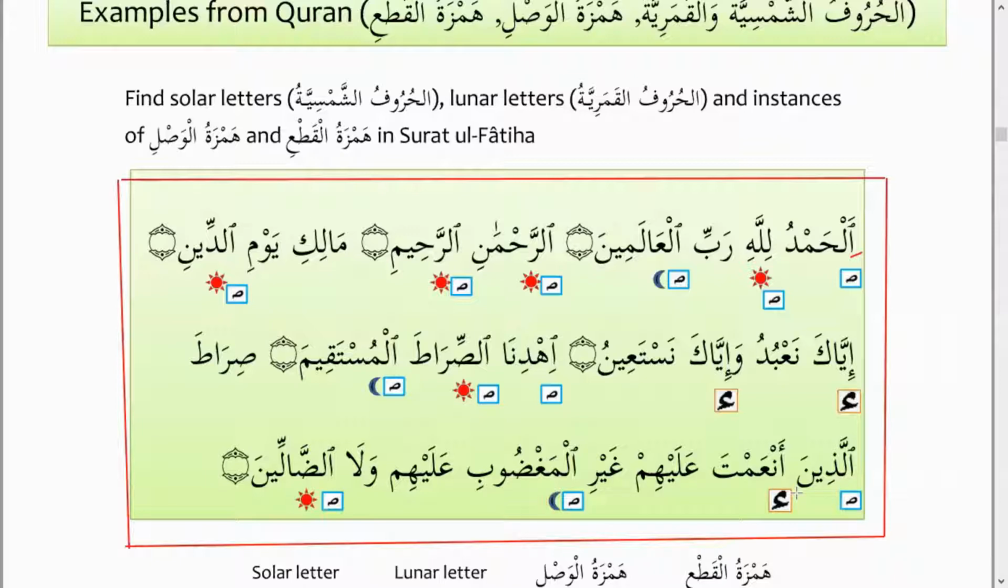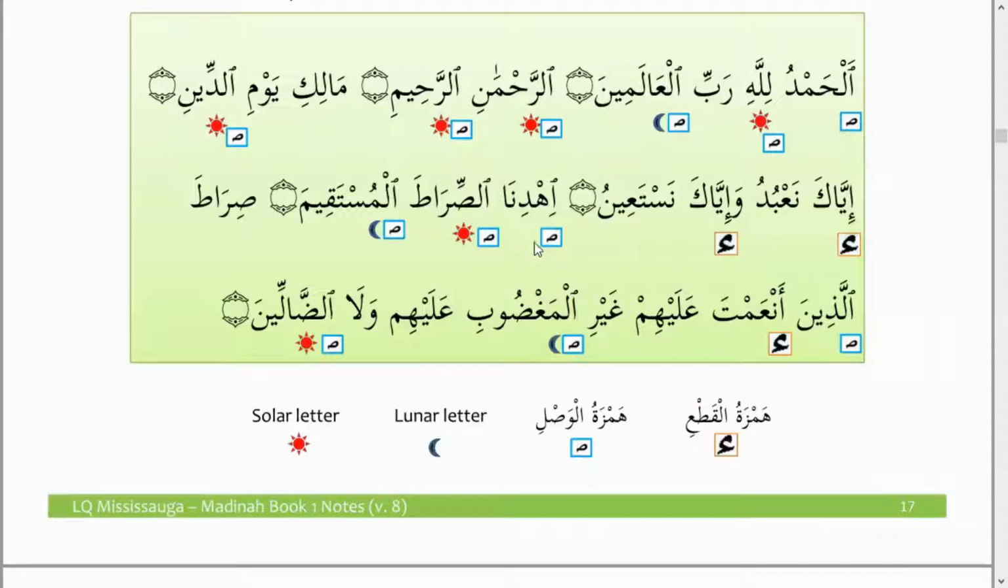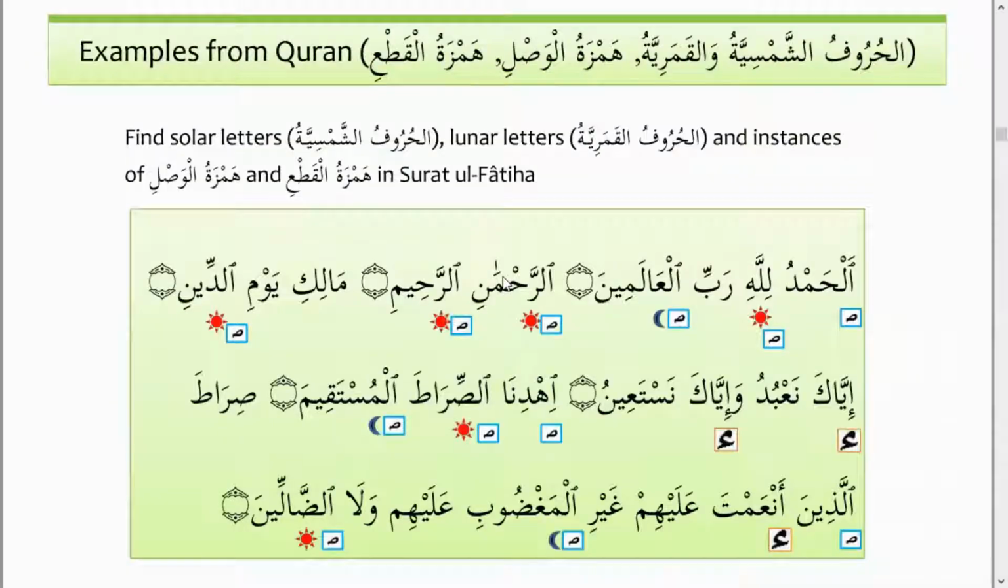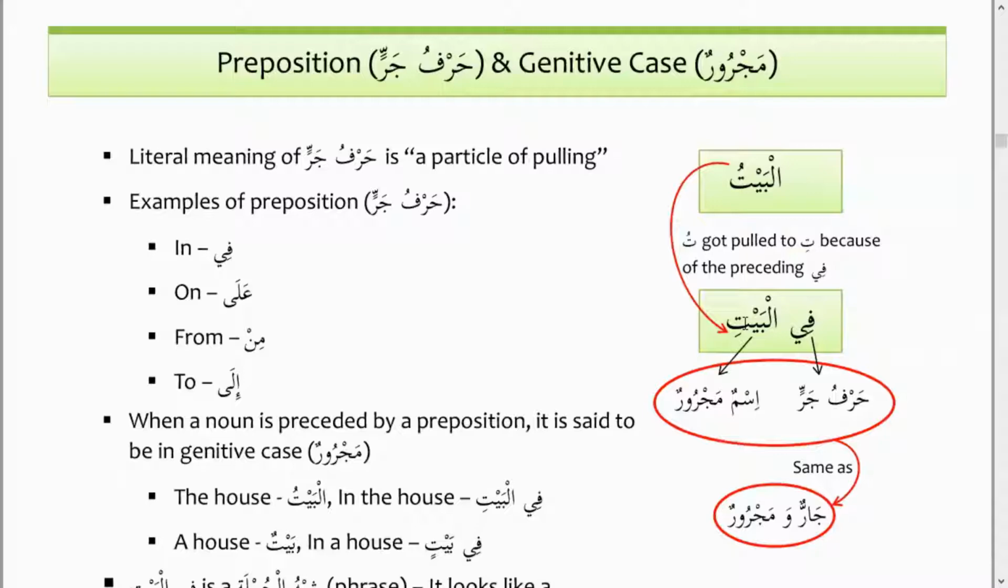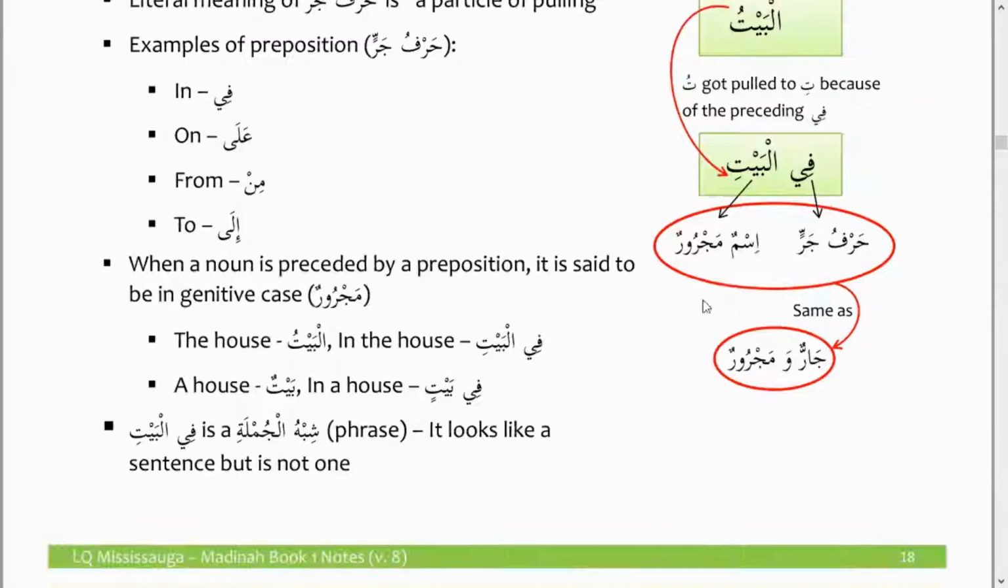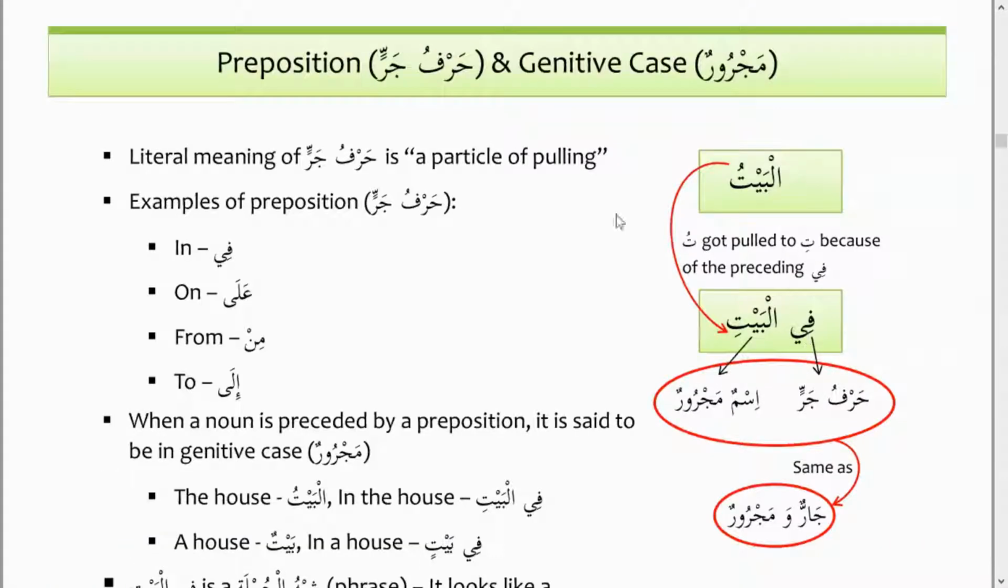Hamzatul Qata is on over here. Hamzatul Qata, right? This is what it shows, inshallah ta'ala. Okay. Then we learned in lesson number 4 prepositions, right? Prepositions. So we did this. Any word which comes after a preposition will get a kasra. Fil bayti.